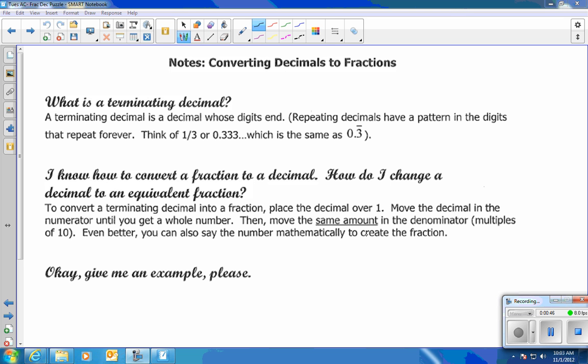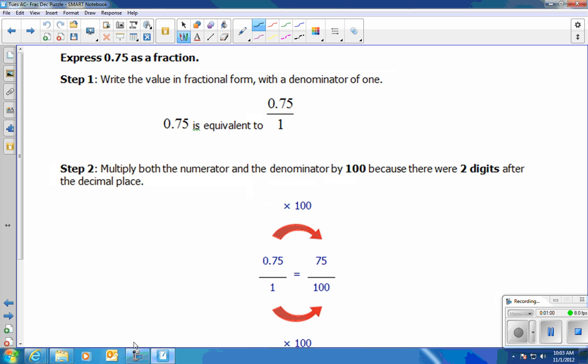Well, you're going to place the decimal over 1, and then you'll move the decimal in the numerator until you get a whole number. Then you move the same amount in the denominator, multiples of 10, or you can also say the number mathematically to create the fraction. Okay, so that's a lot of words. Let's just work an example.